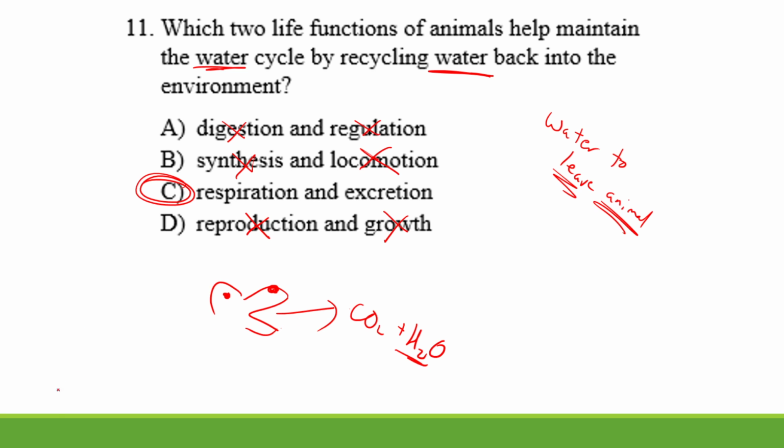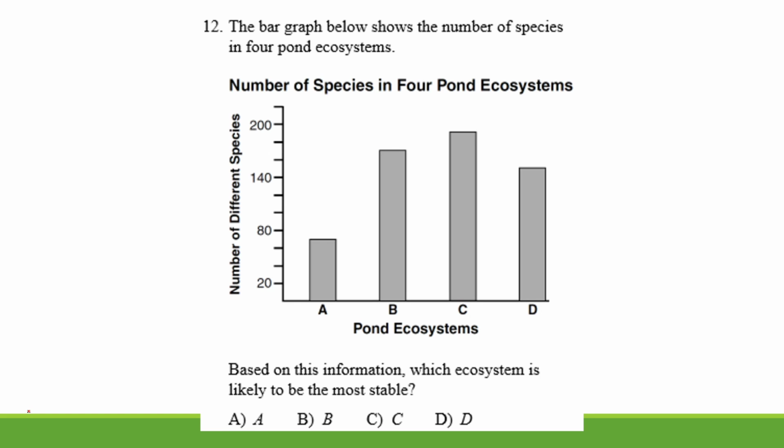Right. Moving over to another practice problem. The bar graph below shows the number of species in 4 pond ecosystems. Based on this information, which ecosystem is the most stable? If we want ecosystem stability, we are focusing on biodiversity, right? Higher biodiversity is going to mean more stability.